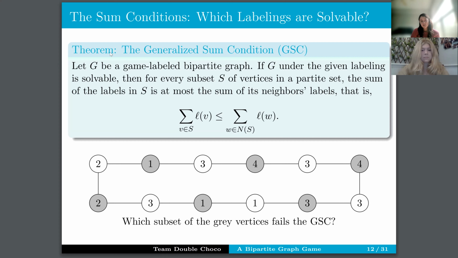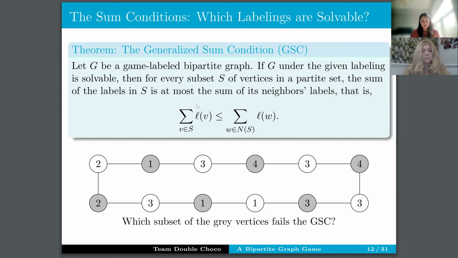And from here arose a theorem. Let G be a game labeled bipartite graph. If G under the given labeling is solvable, then for every subset S of vertices in a partite set, the sum of the labels in S is at most the sum of its neighbors' labels.